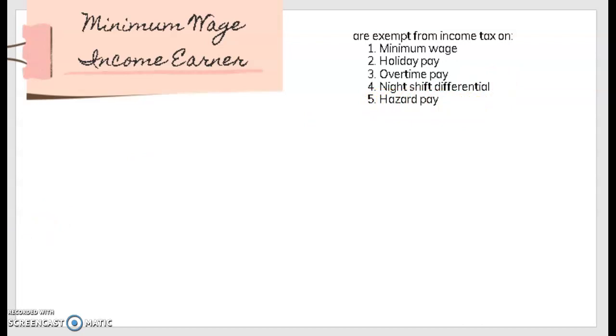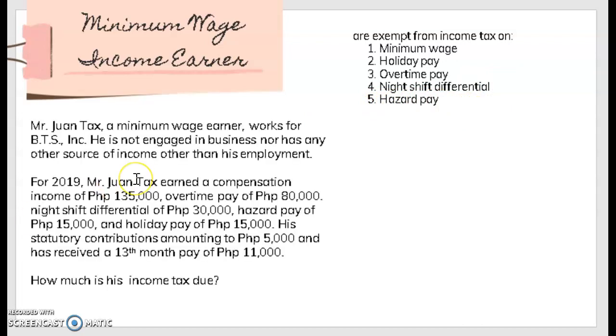So we have here the problem of Mr. Juan Tax. Mr. Juan Tax is a minimum wage earner who works for BTS Incorporated. He is not engaged in business nor has any other source of income other than his employment.